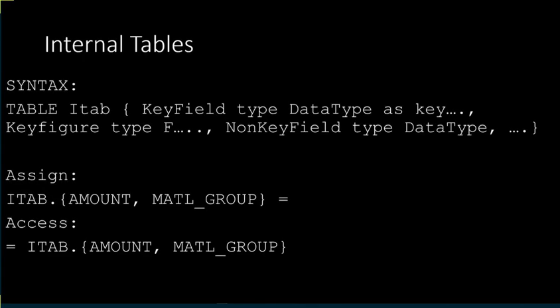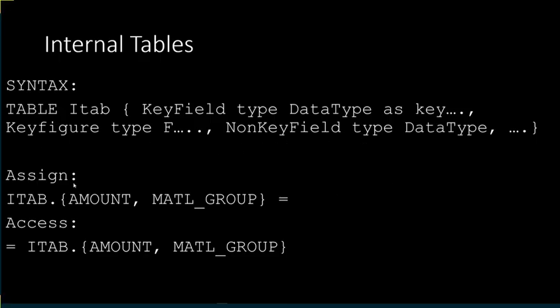The syntax for creating an internal table is as follows. Specify table, itab, my table identifier, followed by the key fields, the data type, and specifying it as key, followed by the key figures, and then the non-key fields and their data type.